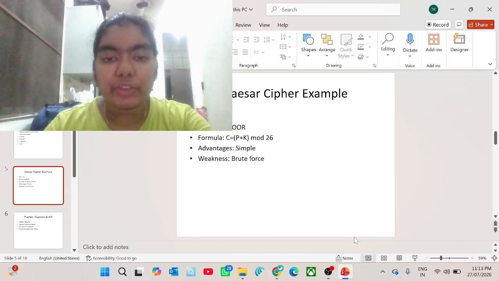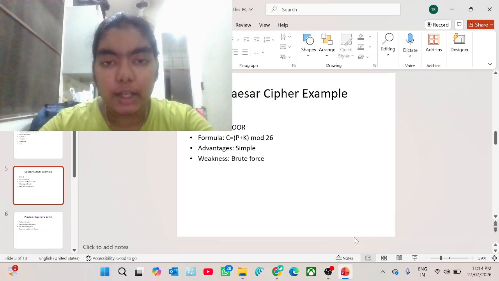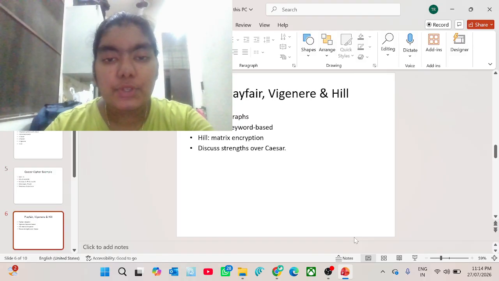The Caesar cipher is one of the oldest and simplest encryption techniques. It was developed by Julius Caesar for secure military communication. Each letter is shifted by a fixed number of positions. For example, if the shift value is 3, A becomes D, B becomes E, and C becomes F. If we encrypt the word hello, it becomes KHOOR. The Caesar cipher is very easy to understand and implement, but it provides weak security because there are only 25 possible keys.